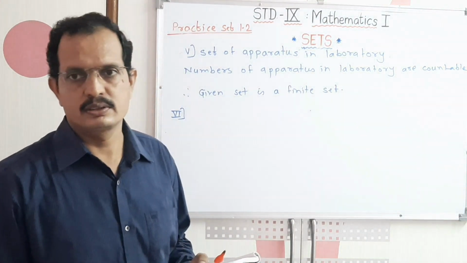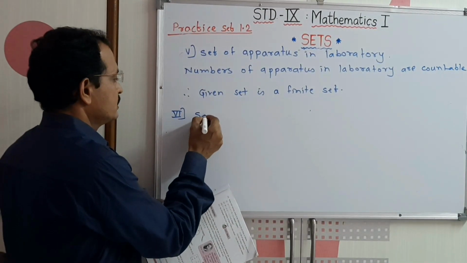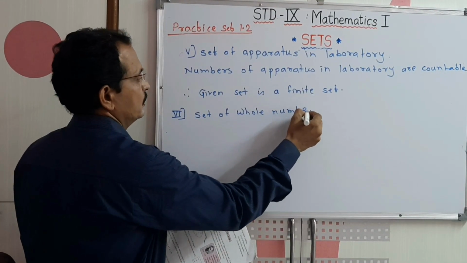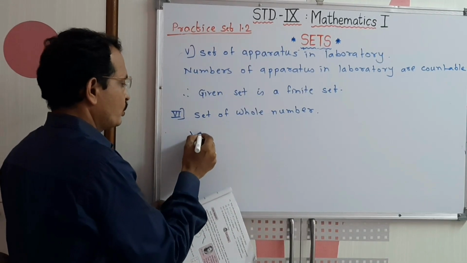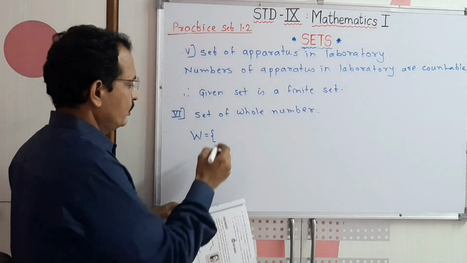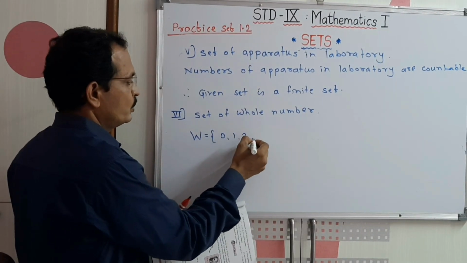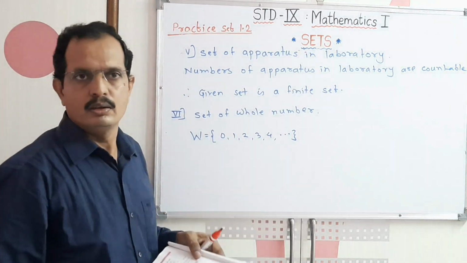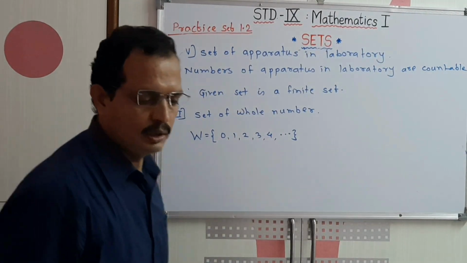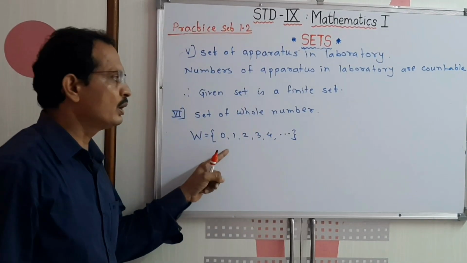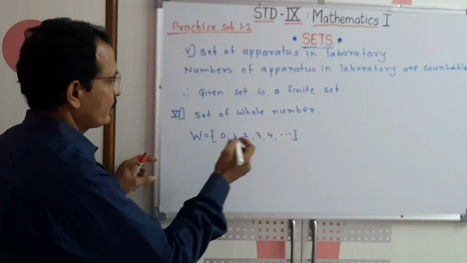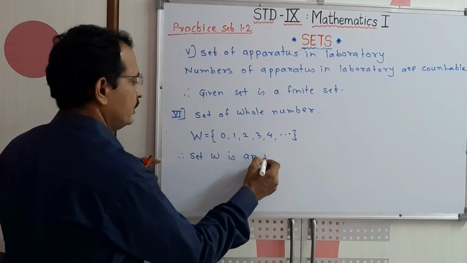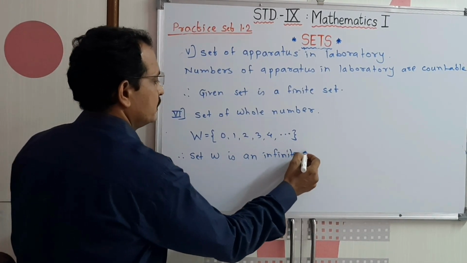See the sixth sum, set of whole numbers. All of you know the set of whole numbers. The set of whole numbers is denoted by W, and we can start with 0, 1, 2, 3, 4 and so on. They are not countable. Therefore, this set of whole numbers is an infinite set. Therefore, set W is an infinite set.